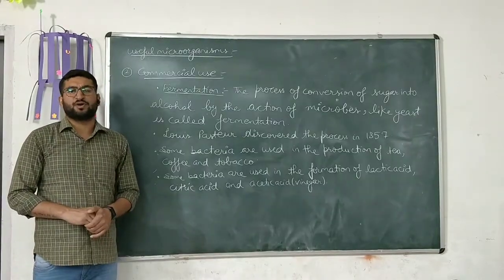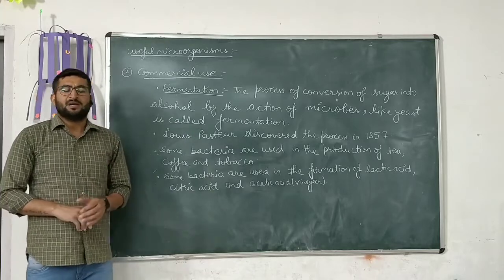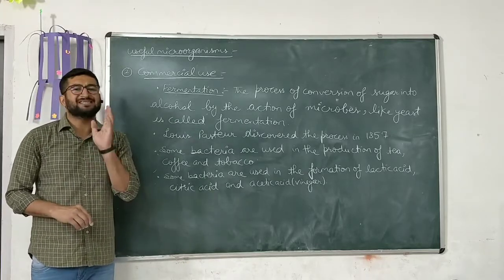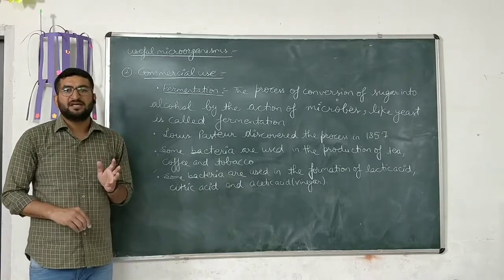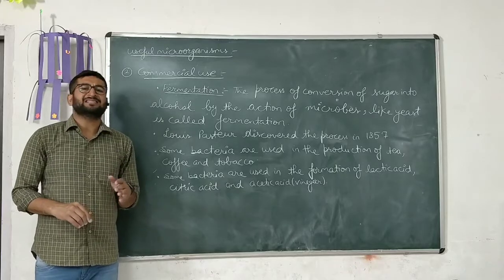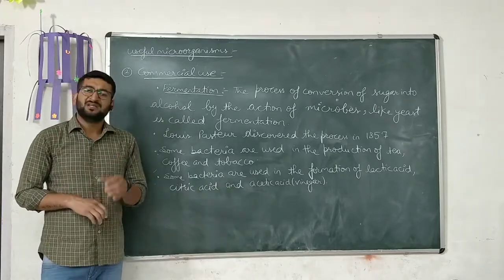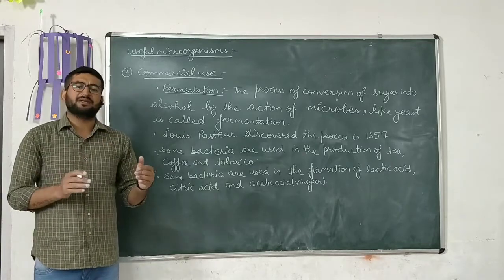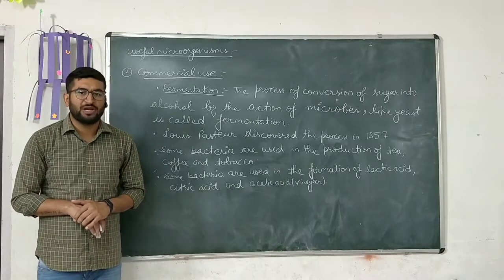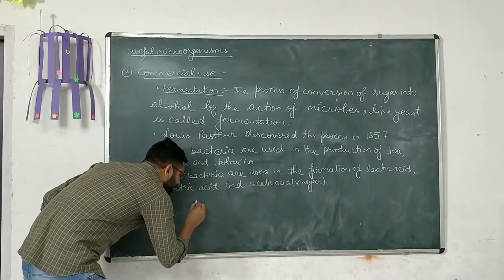The second use of microorganisms is in commercial purpose. Microorganisms, especially yeast, are used extensively in bakeries and in the production of liquors like wine and beer, as yeast performs a process named fermentation. Yeast anaerobically converts the sugar into alcohol, that is ethanol, and carbon dioxide, and this process is known as fermentation.